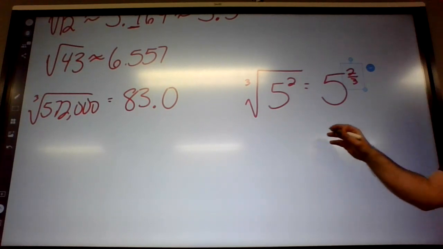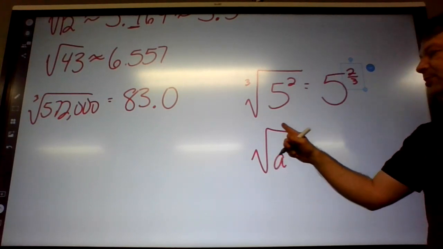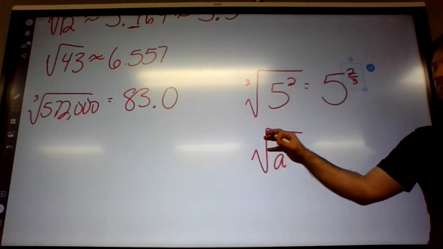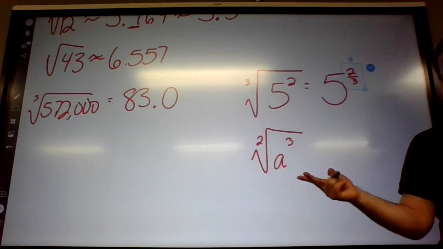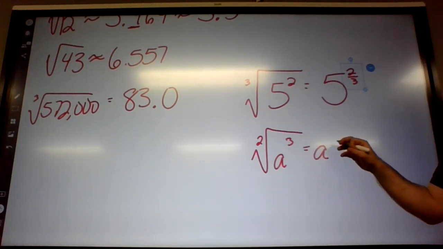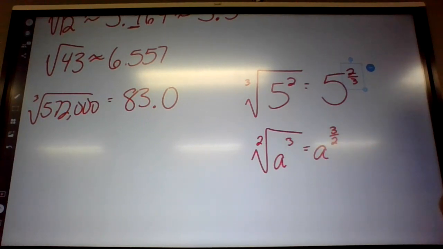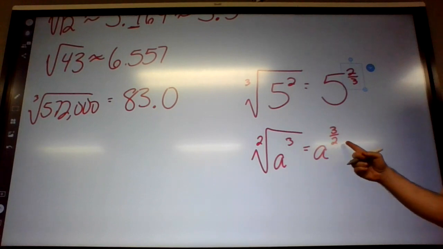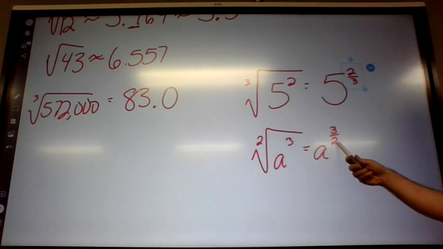Does that make sense? So if I had a cubed square root. Now, earlier I said if there's no number right here, what number is right here? There's a 2. Because it means what's the square root? That's what they're asking. So this would be a to the 3 halves. This form is very useful sometimes when you just put the power and the root in a fraction. It's still an exponent, but it's just power over the root.